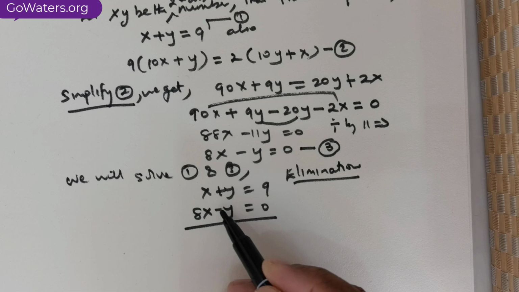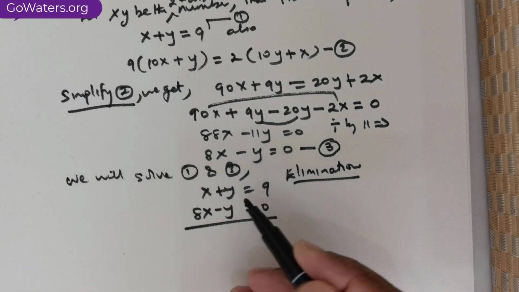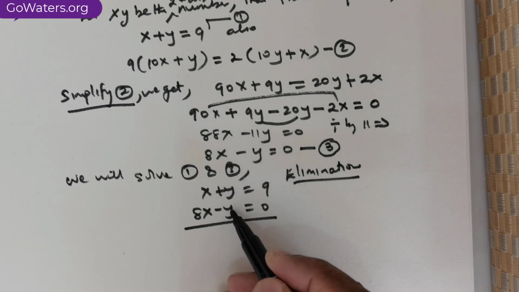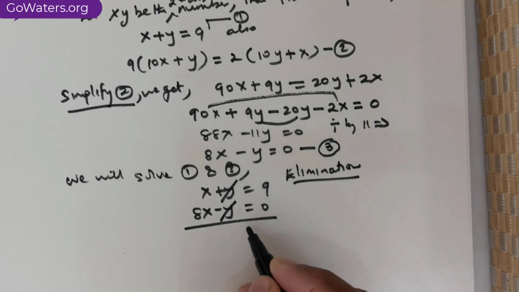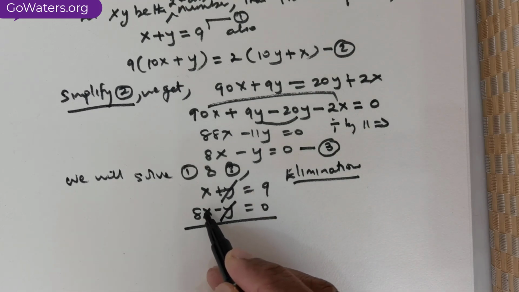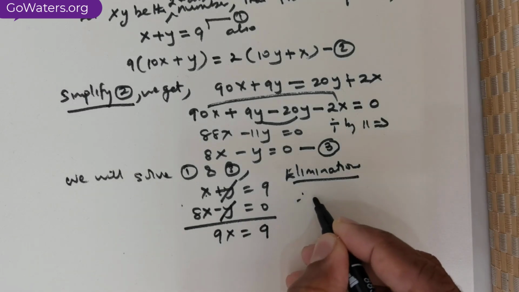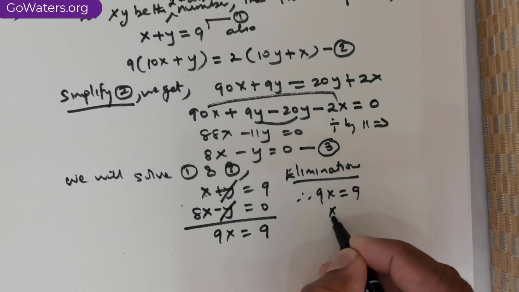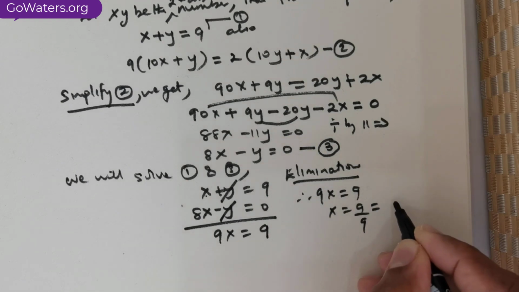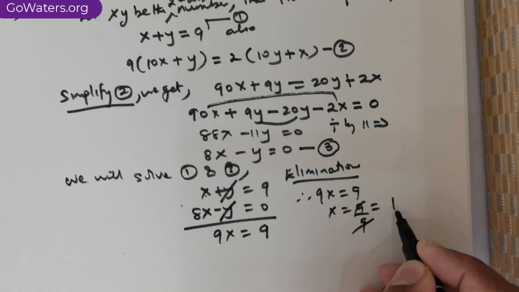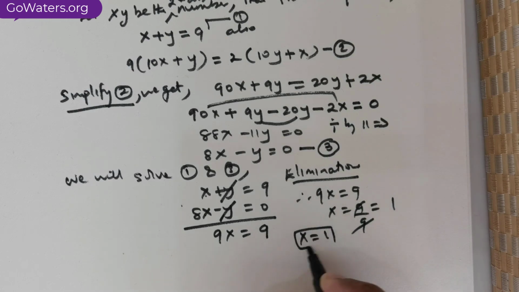That would mean we will have to get rid of the x or the y. So in this case I got a positive y and a negative y. This can easily be eliminated. Now you got 8x added with x, so that's going to be 9x. 9 added with 0 will give me 9. So therefore you got 9x is equal to 9. So x is equal to 9 divided by 9, which would mean x is equal to 1. So I've got x is equal to 1.